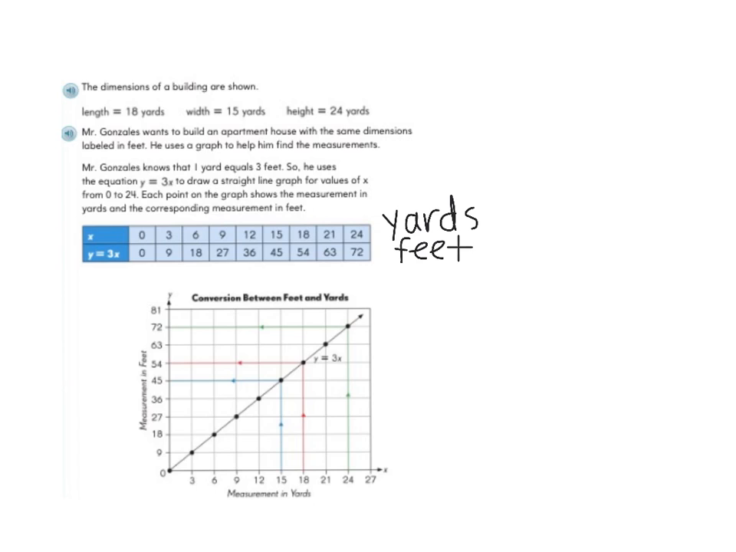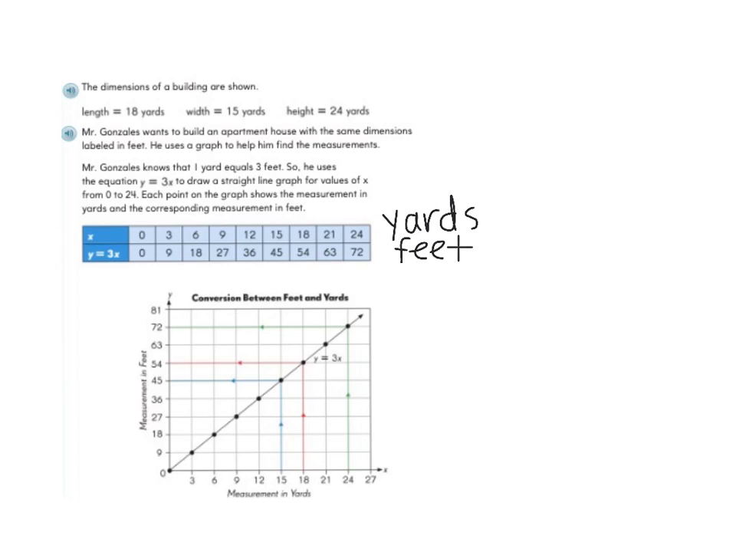We can find where 18 yards is, which is right here, and then take a look at where 18 yards overlaps with our straight line graph, and that value of the y coordinate would be equal to the number of feet. So in this case, 18 yards would be equal to 54 feet.